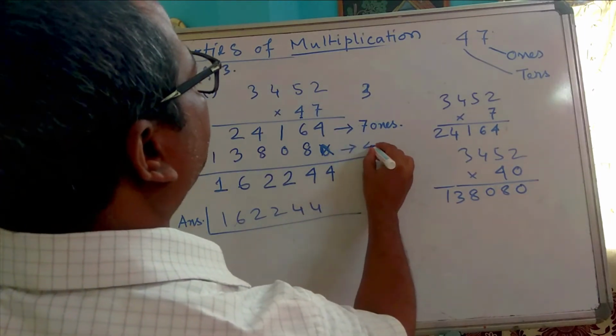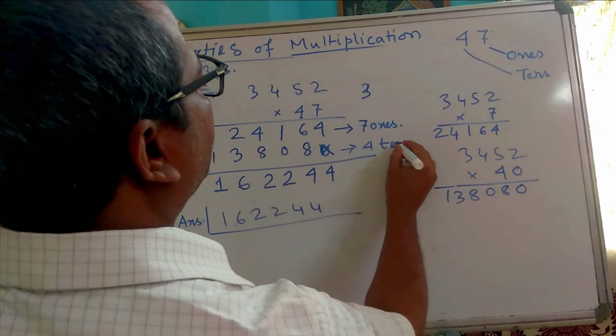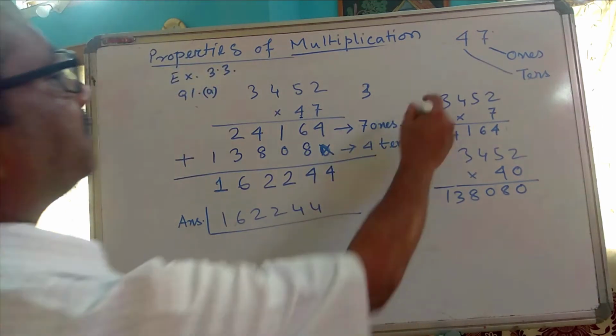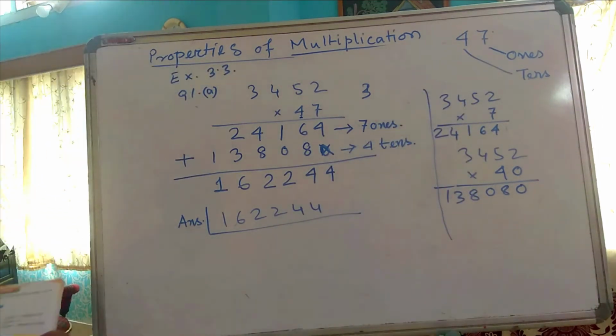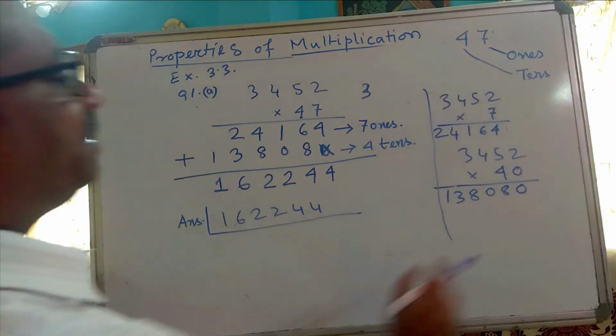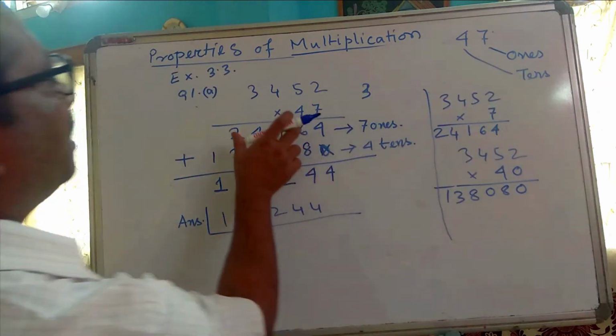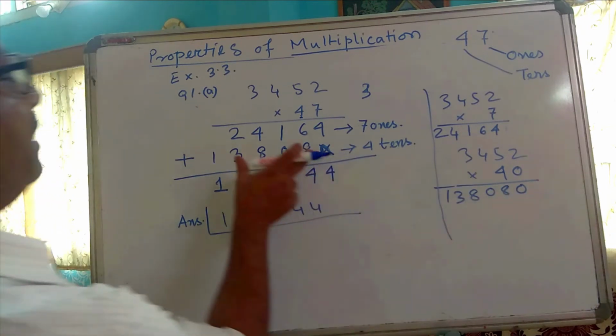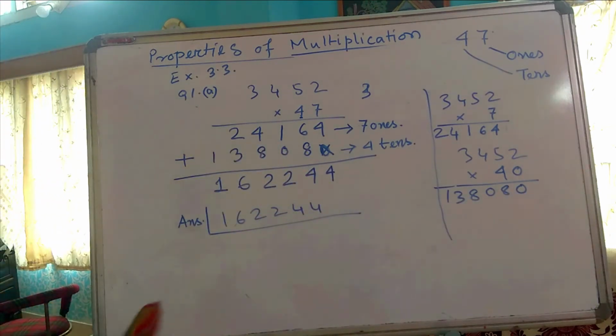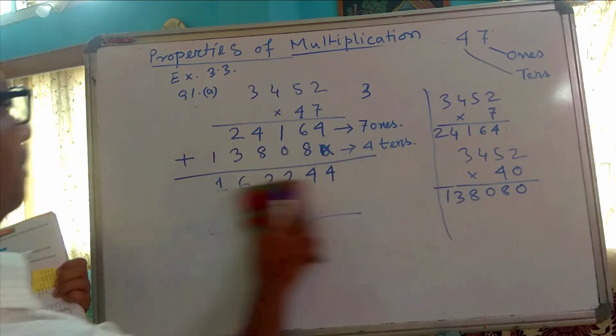This is 4 tens multiplied with 4 tens. Or you can separately multiply it and you can put the number exactly like this. So try yourself the rest of the numbers.